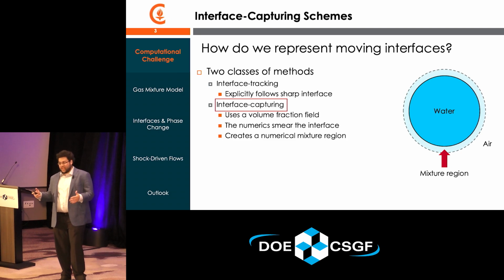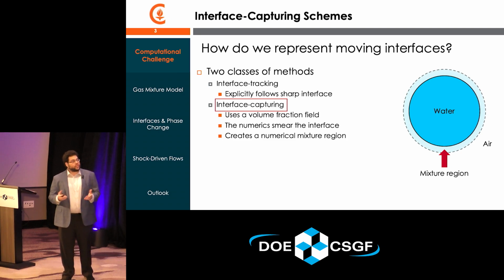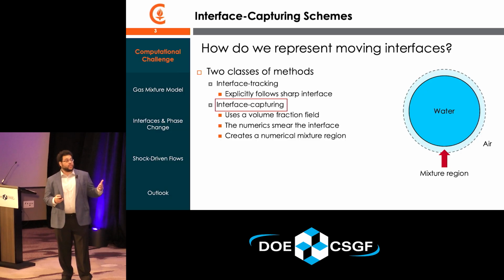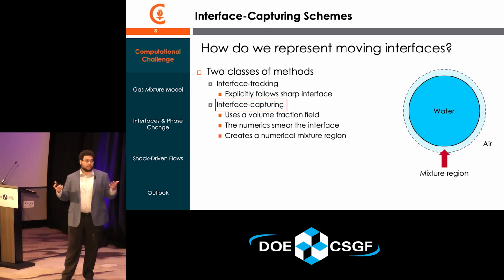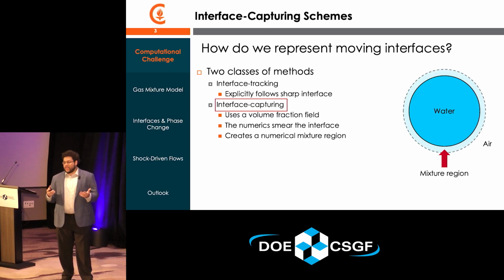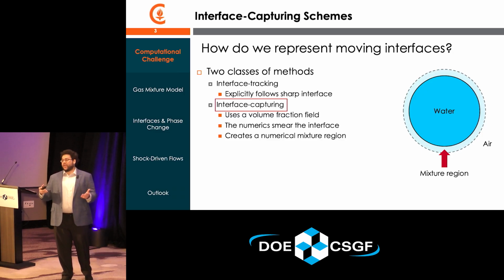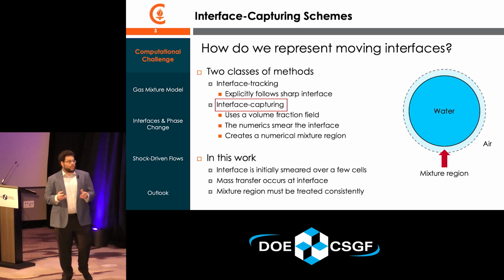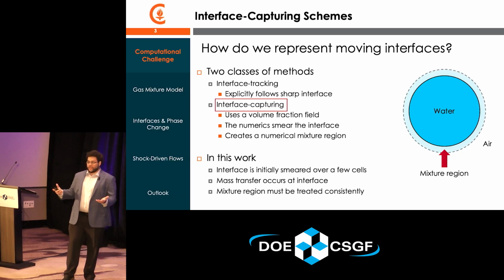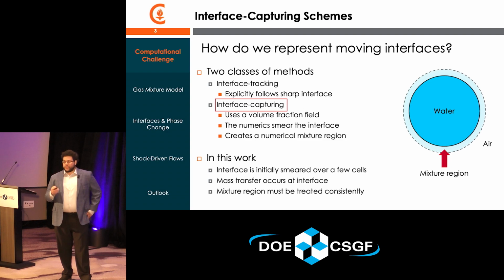So what specific scheme do we use to solve this? Well, there's two classes of methods. You have interface tracking methods where you explicitly follow a sharp interface. You keep the interface sharp. And interface capturing methods, which is what we use, where you define the materials and interfaces based on a volume fraction field. Now, due to the numerics of all of these codes, the interface gets smeared and a mixture region develops. And as one might imagine, mass transfer generally occurs where there's an interface. So it's really imperative for us to treat this mixture region consistently.